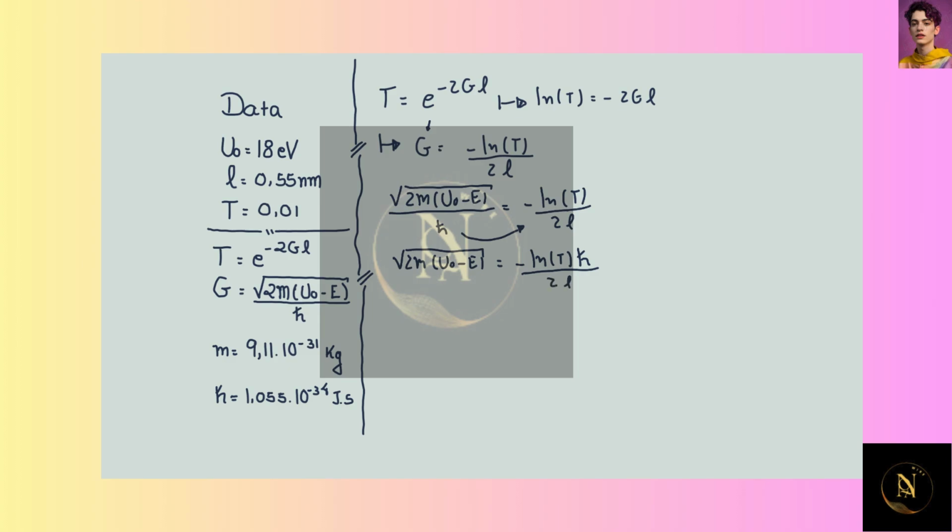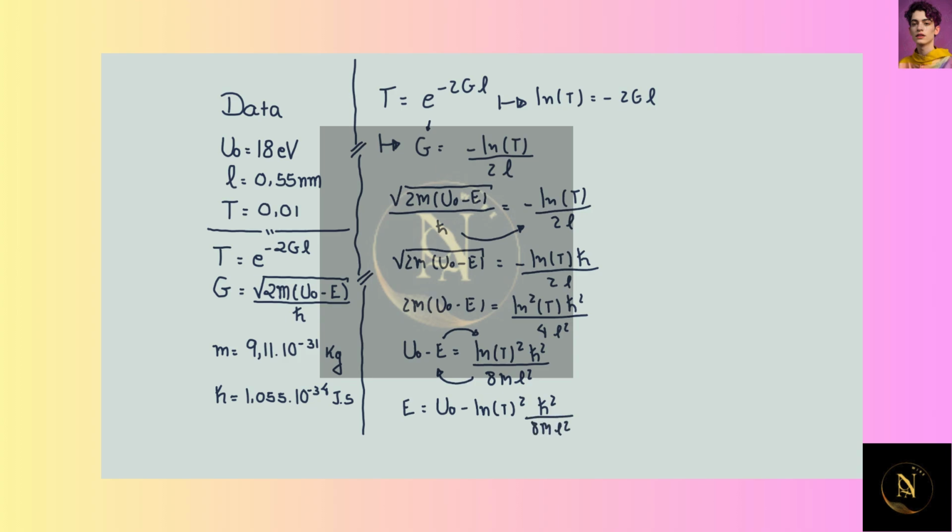Now we square both sides to get 2m(U0 minus E) is equal to the logarithm squared of T times h bar squared divided by 4 times L squared. Then we divide everything by 2 times m, so we get U0 minus E is equal to the logarithm of T squared times h bar squared divided by 8 times m times L squared. And finally, we send E to one side and these terms to the other side. So we get an expression for the energy, which is the following. The energy is equal to U0 minus the logarithm of T squared times h bar squared divided by 8 times m times L squared.